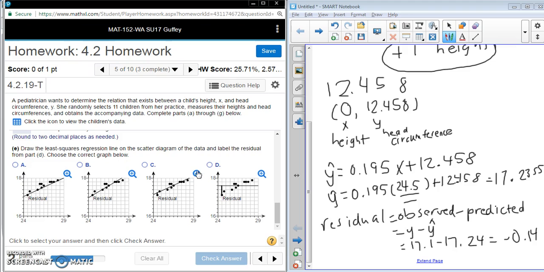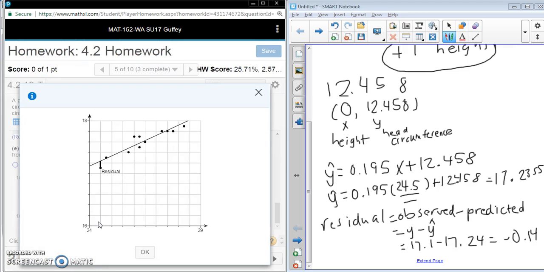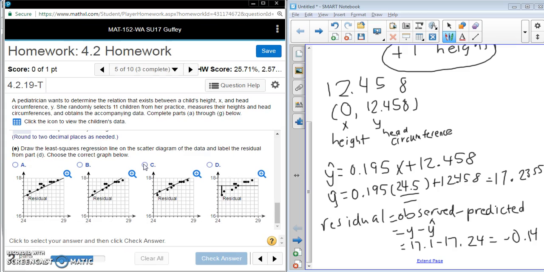And then here, this is significantly below, right? So we look at this. So 2, 4, 6, 8, 17, right? And this is at 17.2355, right? So this is actually above there, right? And so this is our correct graph here.